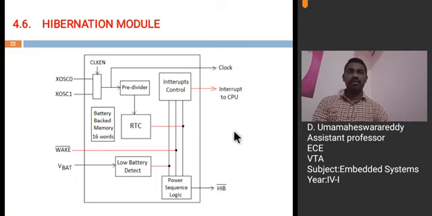This is about the block diagram of the hibernation module. It is a simplified block diagram of the hibernation module.